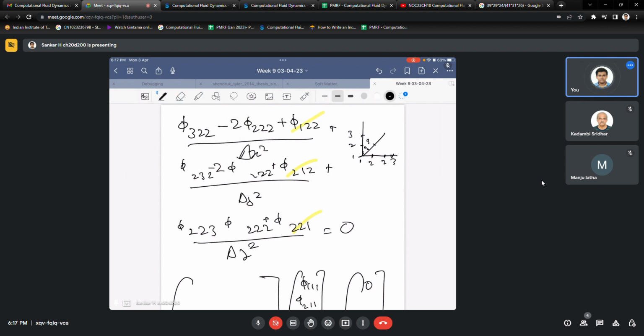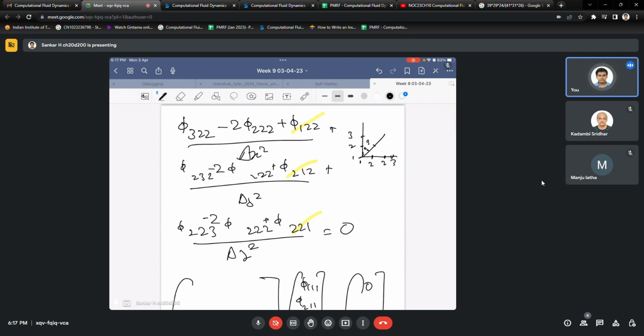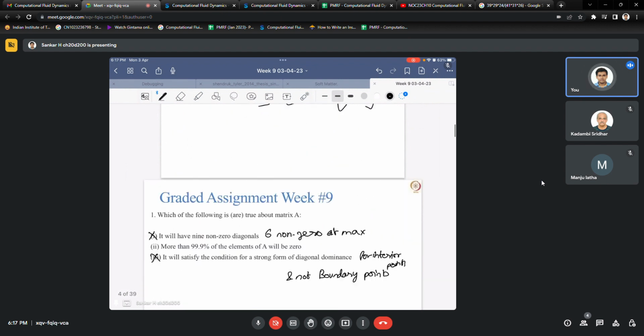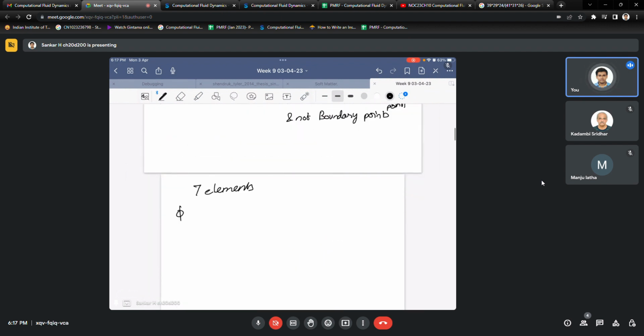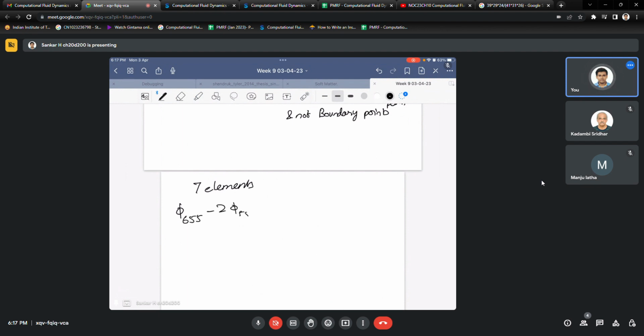It'll be like this. Some of the coefficients of the non-diagonal elements will be greater than the coefficient of the diagonal element in this case. Whereas if we take an interior point such as, let's say, 5 5 5, we'll get 6 5 5 minus 2 5 5 5 plus 5 4 5 5.